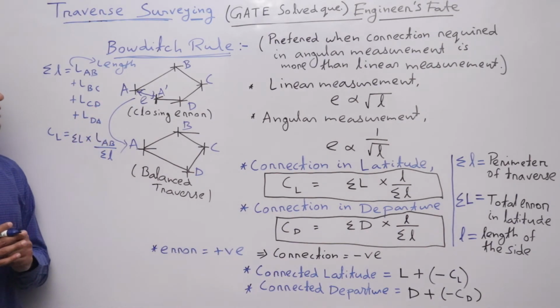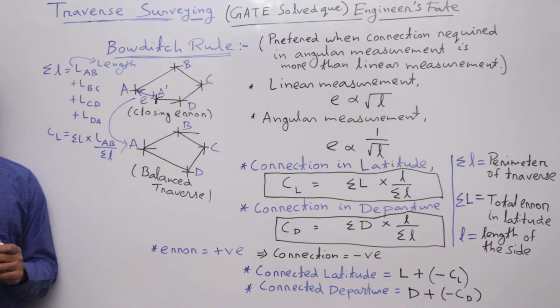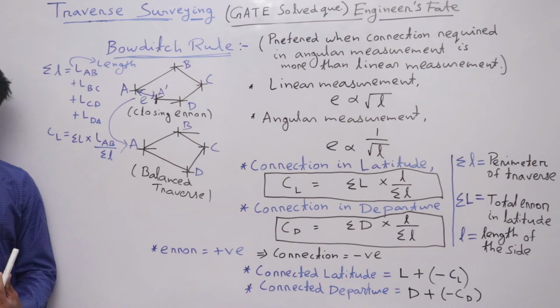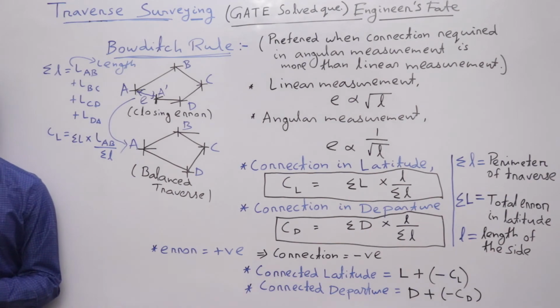So I can find the corrected latitude for all the sides. Then while adding all those things, I can find my closing error can be 0. So I hope it is clear how this Bowditch method is applied. I will be using an example later, but in this video there are no GATE questions from this Bowditch method, but please note in future I might take a question, or you can try from a textbook.